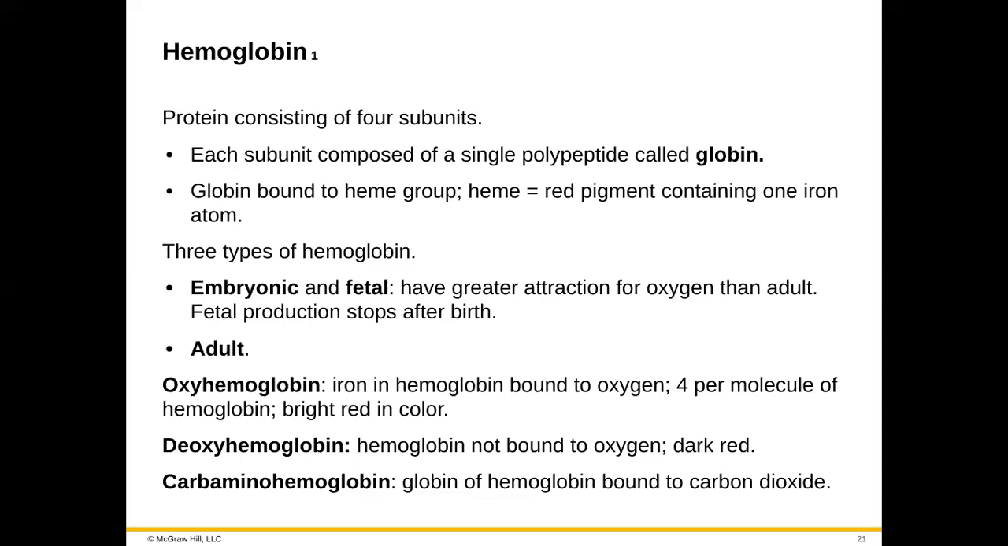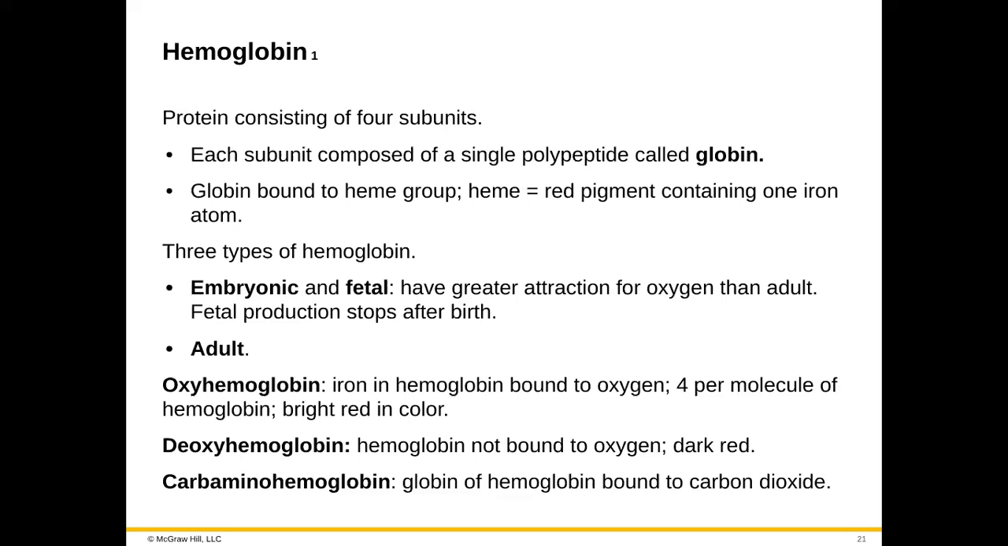Oxyhemoglobin, this is iron in hemoglobin bound to oxygen, so 4 per molecule of hemoglobin. This is what's giving it its bright red color. Deoxyhemoglobin, this is hemoglobin not bound to oxygen, typically dark red. If you look at the difference between arterial, which is typically oxygenated blood, we'll explain a little caveat of that later, versus venous blood, typically deoxygenated, oxygenated blood is far more bright red in color, whereas deoxygenated blood or deoxyhemoglobin blood is dark red to almost purple and bluish, and that's because of the presence or absence of oxygen associated with the hemoglobin.